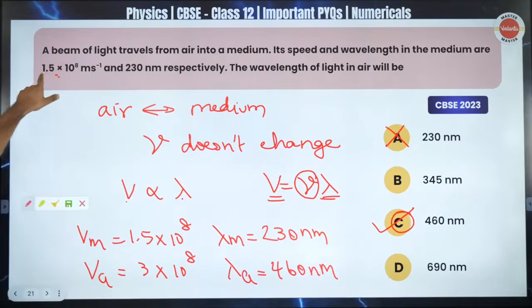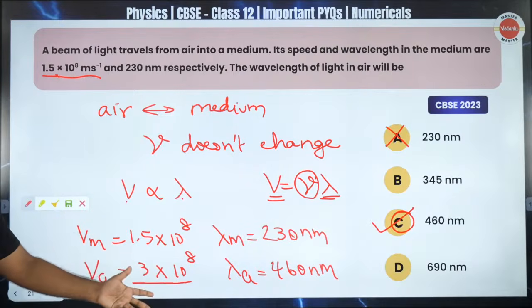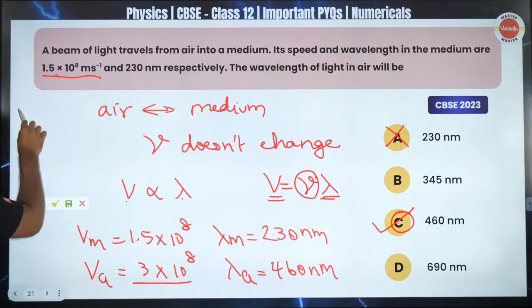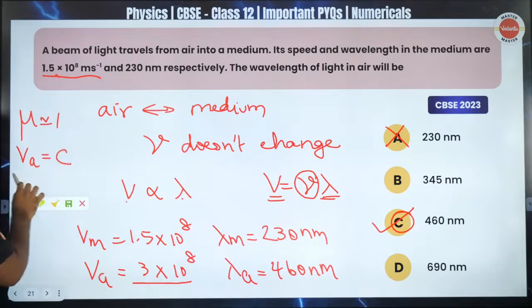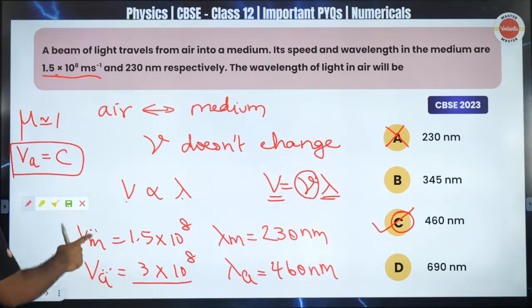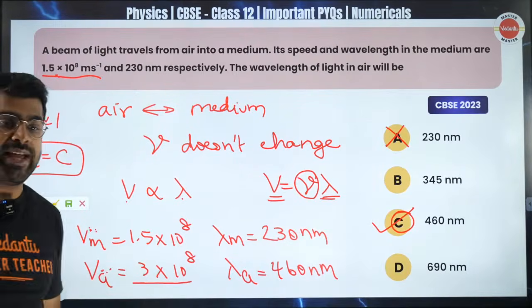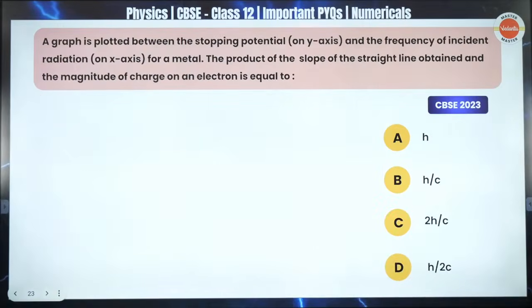In the medium the velocity is this much; in air it is equal to the velocity in vacuum. We all know that, because the refractive index of air is approximately 1. That means velocity in air is equal to C, so velocity in air is 3 into 10 to the power 8. So going from medium to air, velocity doubles. If velocity doubles, lambda doubles, because frequency is constant. Right? Great. Next question. Please try to solve it.